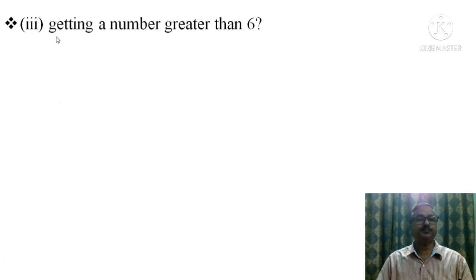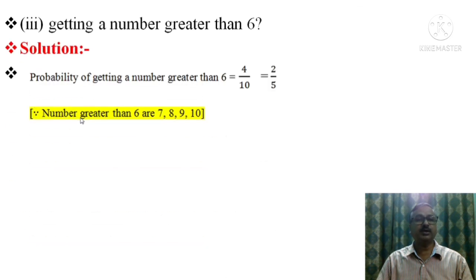Now next part, getting a number greater than 6. That is the probability of getting a number greater than 6. Now see, the numbers greater than 6 are 7, 8, 9 and 10. That is 1, 2, 3, 4. 4 by 10. So 2 is the common factor, we can cut by 2. So 2 by 5 is the probability of getting a number greater than 6.